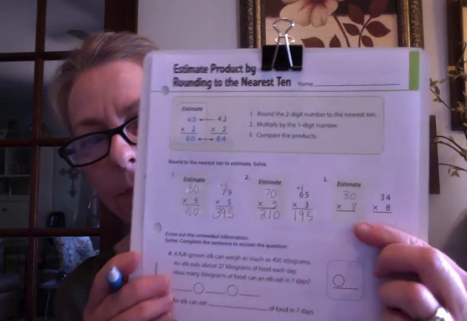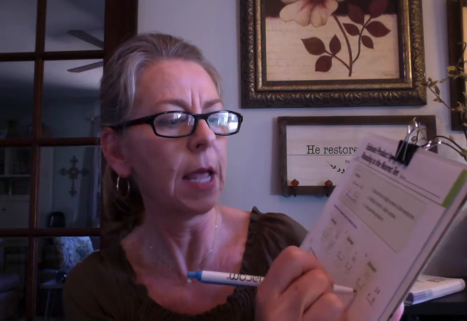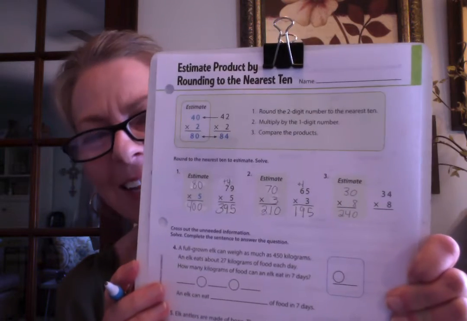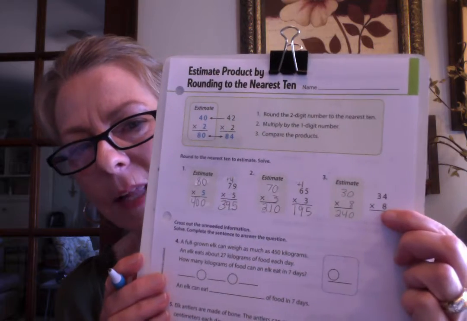And then we multiply 8 times 30. And our quick shortcut is 8 times 3 equals 24. And slap a 0 on there, right? 240. Okay, let's do our real answer.